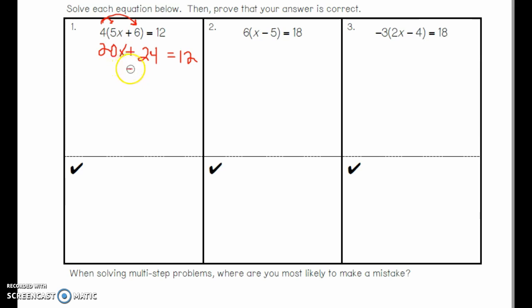I'm going to subtract 24 on both sides because we always take care of the addition and subtraction first, once we've distributed, of course. I have 20x equals 12 minus 24, which is -12. If I divide both sides by 20, I'm wondering why they wanted to give us such a crazy number here.